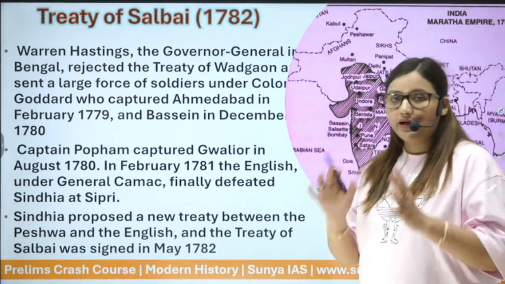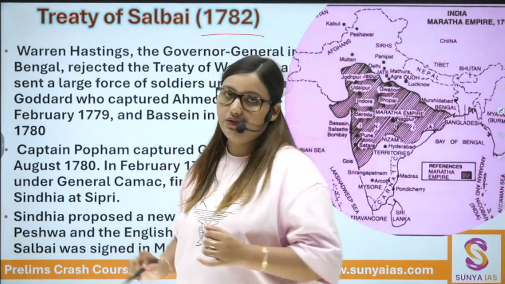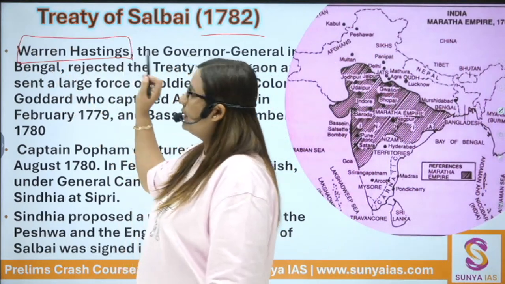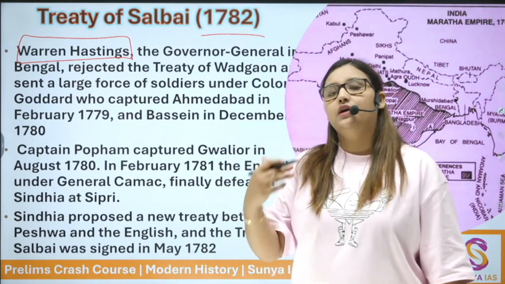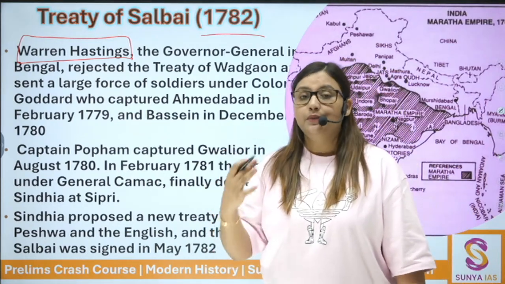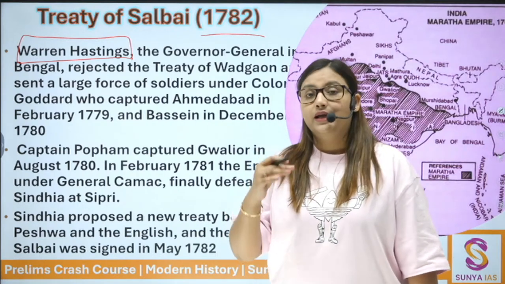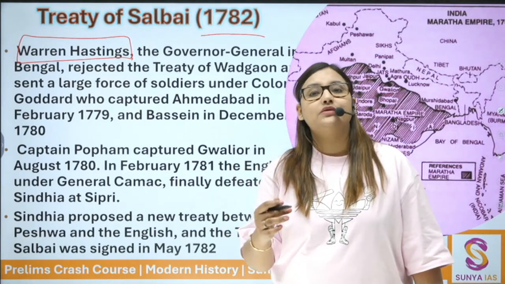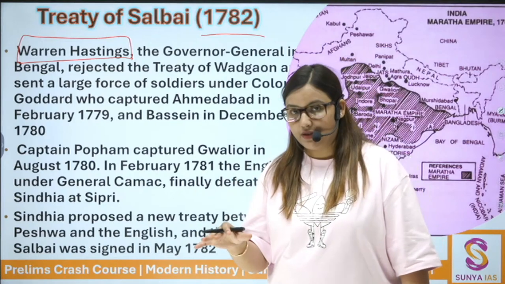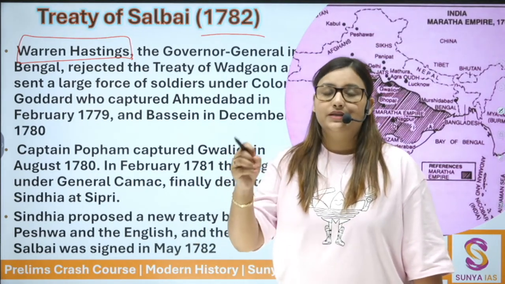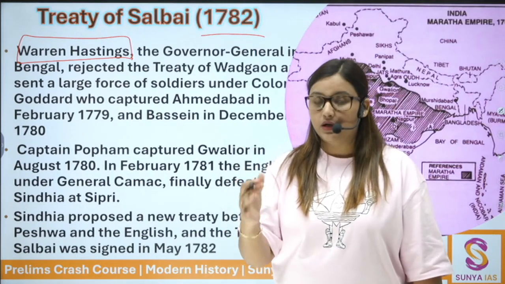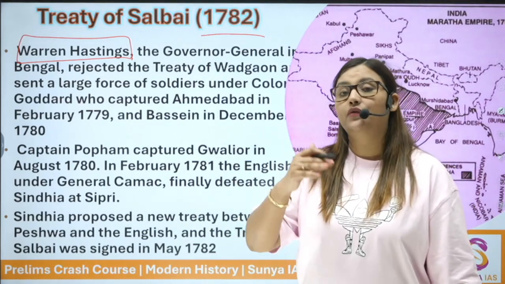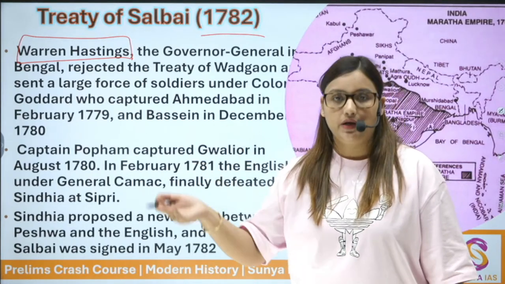So ultimately, to end everything, the Treaty of Salbai was signed in 1782. Here Warren Hastings, the Governor General of Bengal by that time, if you remember, that Governor of Bengal became Governor General of Bengal, means that the Governor of Bengal can issue and make treaties on behalf of Bombay and Madras. So the powers from the Bombay Presidency and Madras Presidency, the legislative rights, came under the control of Bengal. So now the Governor of Bengal became Governor General of Bengal, and then he will become Governor General of India and then Viceroy of India.